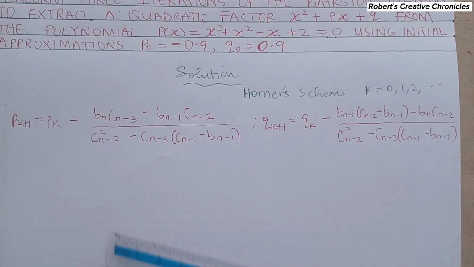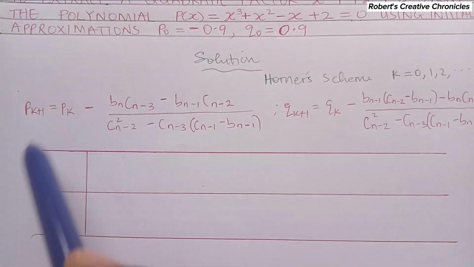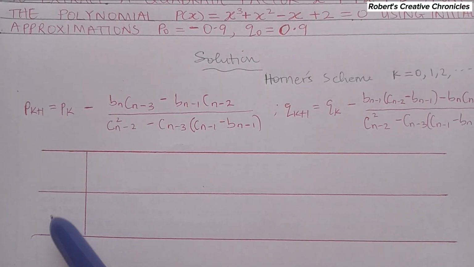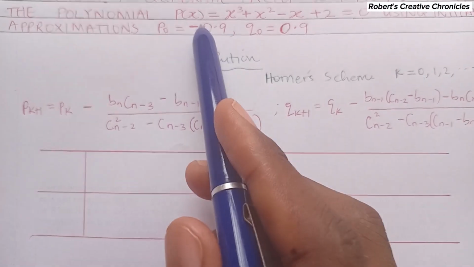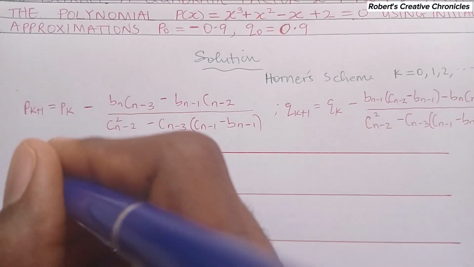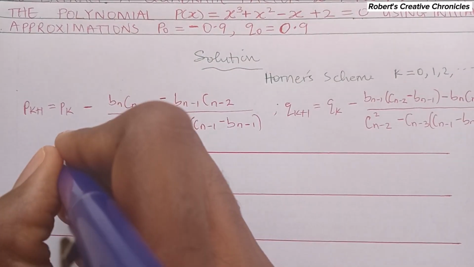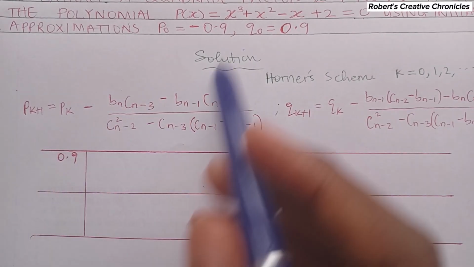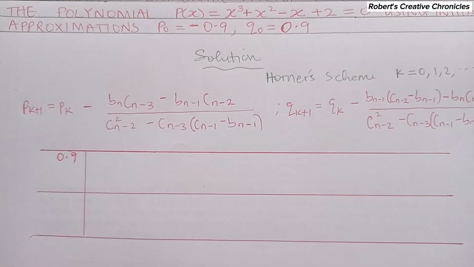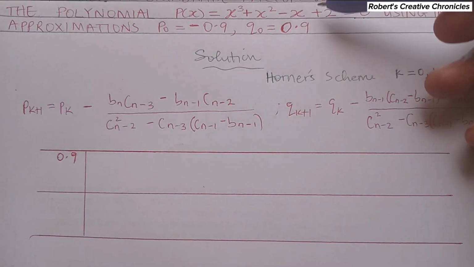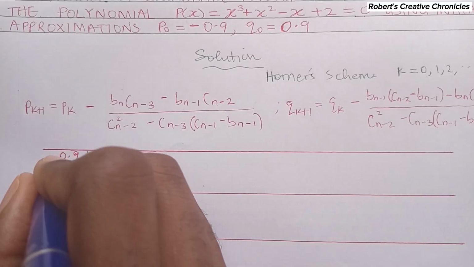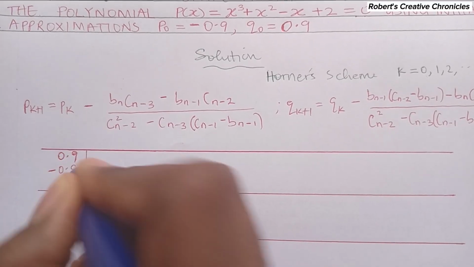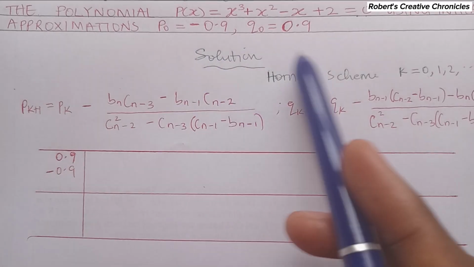So now we'll start the division. We're going to write p naught and q naught here. Here we'll times p naught by negative, so p naught becomes 0.9, and then q naught becomes negative 0.9 because we are multiplying both by negative.